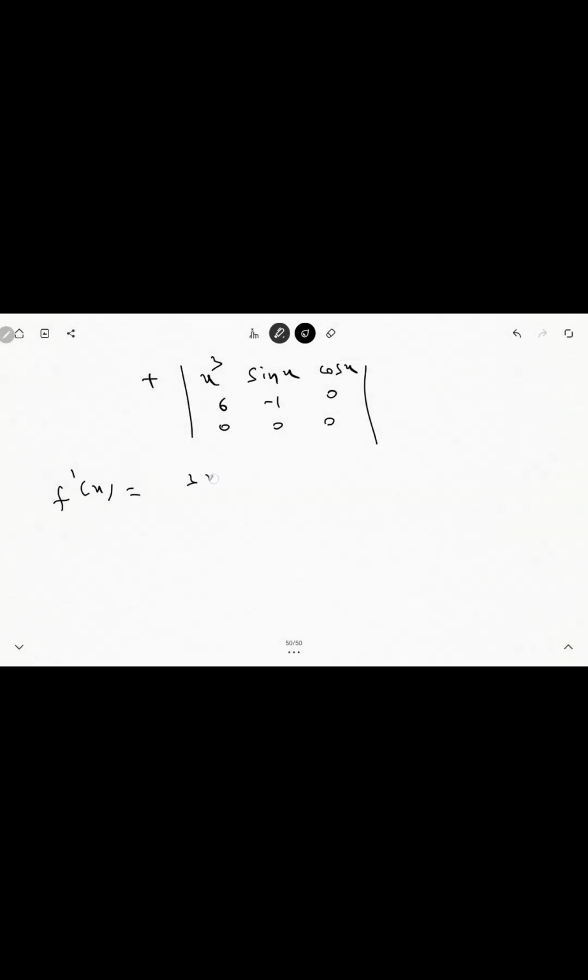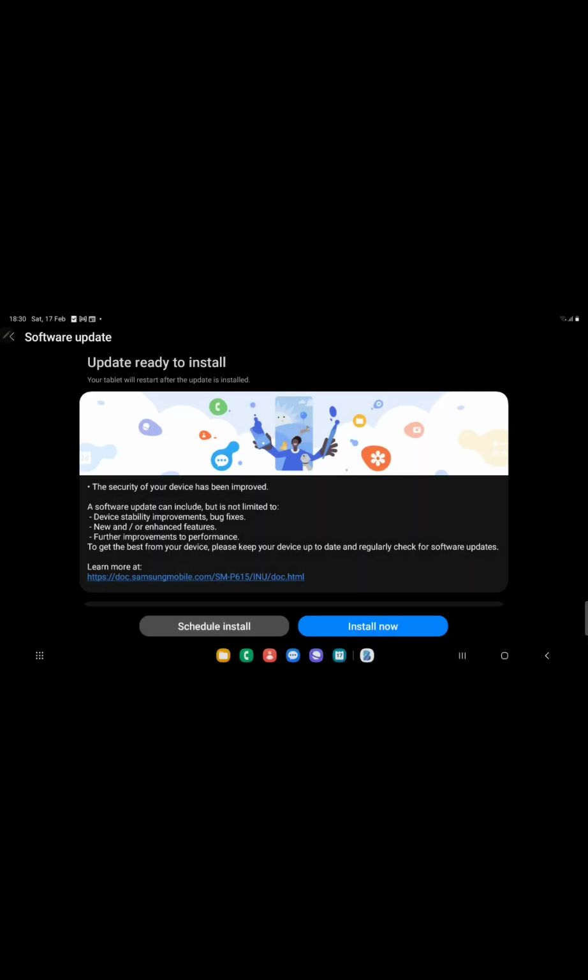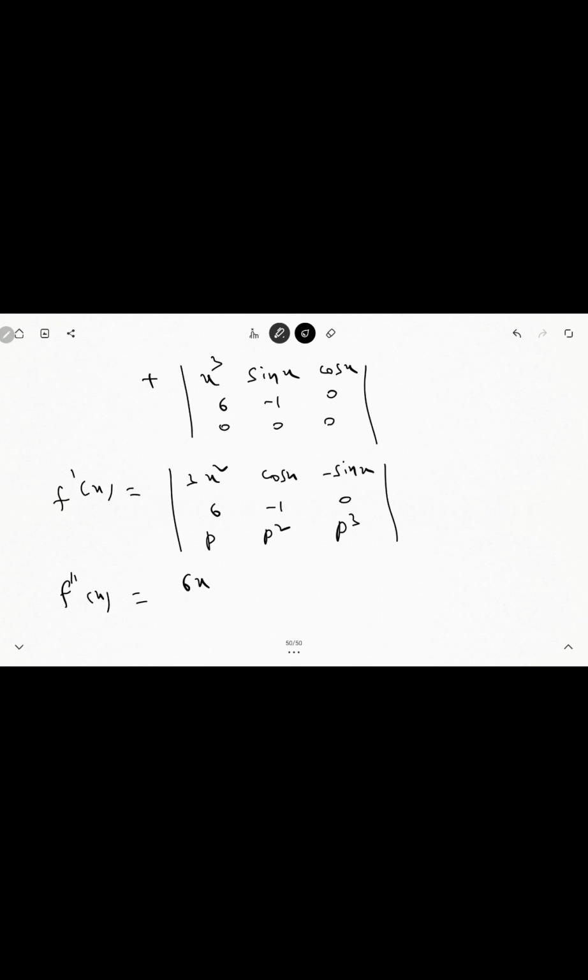So we are having now 3x square, cos x, minus sin x; 6, minus 1, 0; p square, p cube. It is the first order derivative. Again do differentiation. Again apply the same logic. You will be having only one determinant because remaining 2 will be zeros. 6x, again 6x, cos derivative minus sin, derivative minus cos; 6, minus 1, 0; p square, p cube.